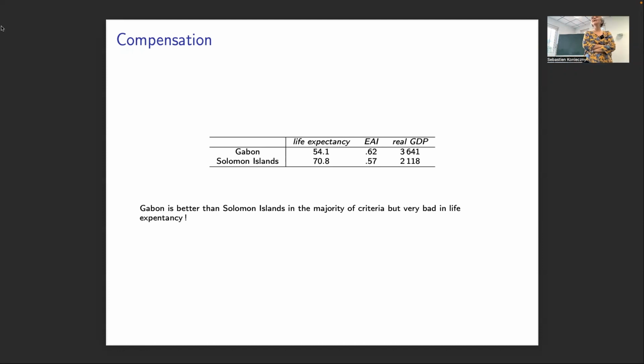Okay? So let's imagine, you have to imagine yourself in Gabon or in Solomon Islands. You know the health issues, you know the educational issues, and you know how much money you will earn. In average, of course, but you are an average person, okay? You will not say, okay, I'm special, in Gabon I will live more, or in Solomon Island I will earn more money, okay? You are an average person.